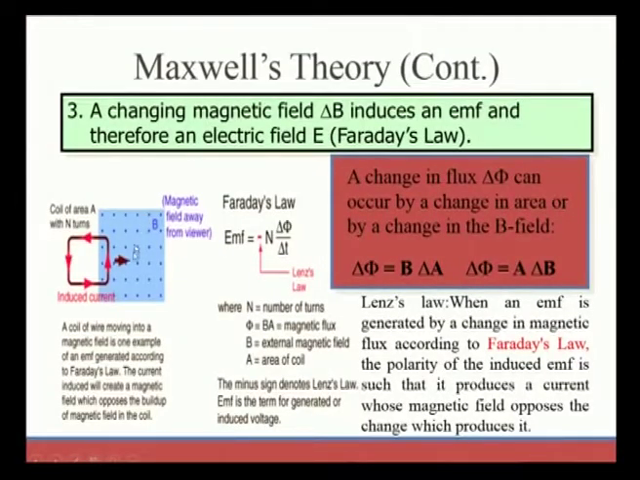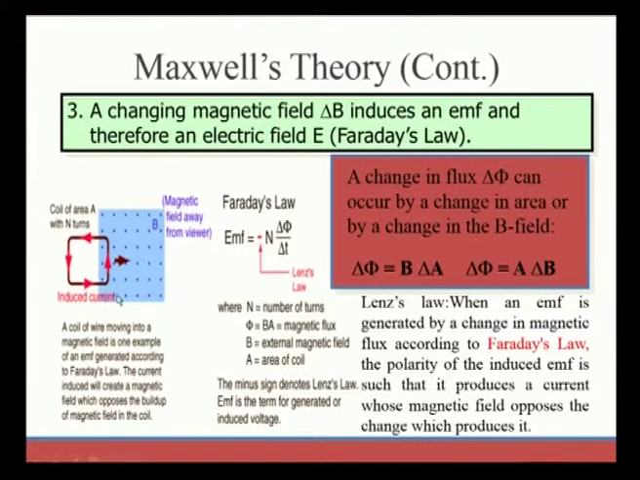Here we consider a coil of area A with n turns. So, the number of turns will be n and the area of the coil will be A. The induced current will be in this direction whenever the magnetic field here is changed. If the magnetic field changes, there will be an induced EMF and therefore we can say an electric field will be present. This states Faraday's law.